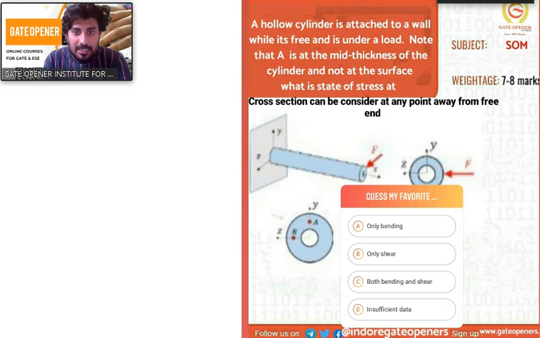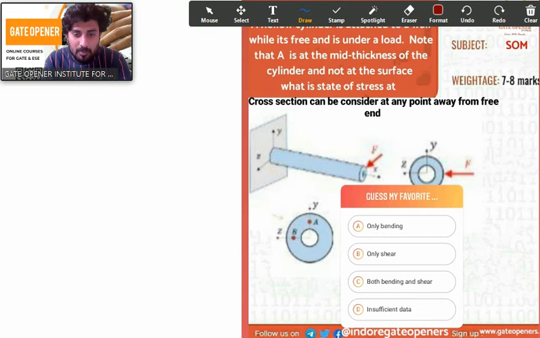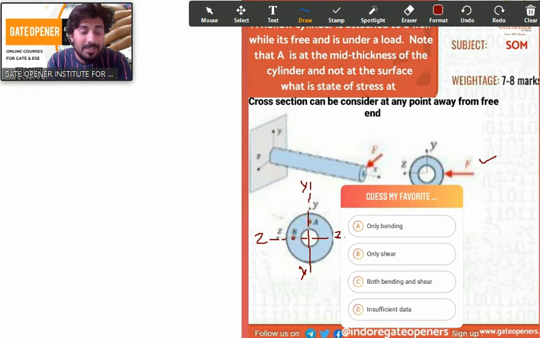So for that I have given one more cross section so that you can understand this is the transverse force. This transverse force F is acting along the z axis. You can clearly understand this is the z axis and this is the y axis. Now the question is how we can find out the state of stress.